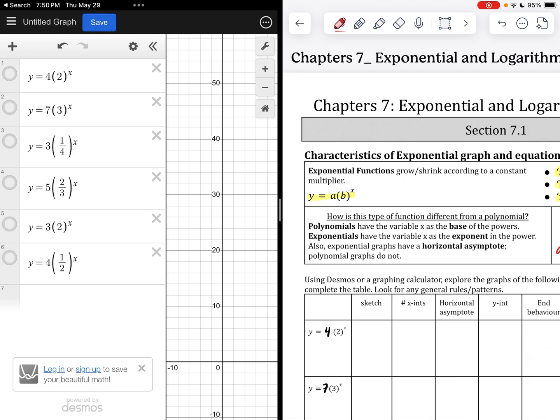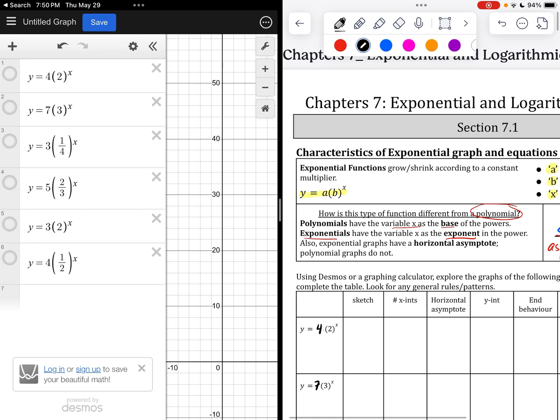So in the last chapter, we talked a lot about polynomial functions, and they would have the variable X as the base. So often it would be like X with an exponent. This time, in exponential functions, the X becomes the exponent. Okay, so this is going to look slightly different when we have the X variable in the spot of an exponent. And what that ends up creating is what's called a horizontal asymptote.